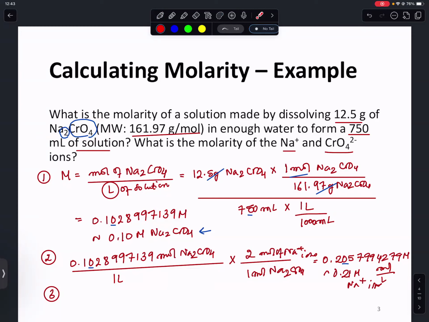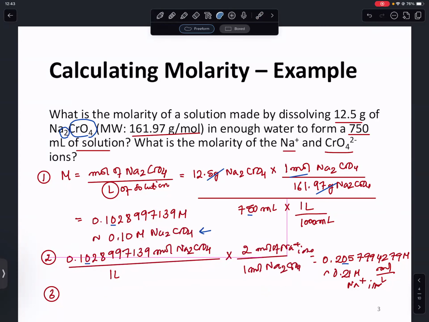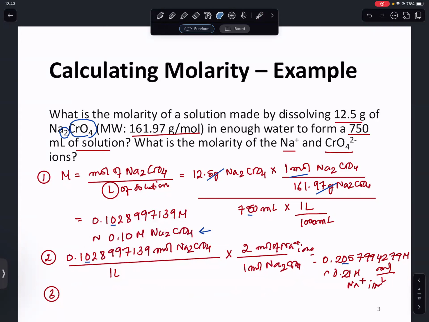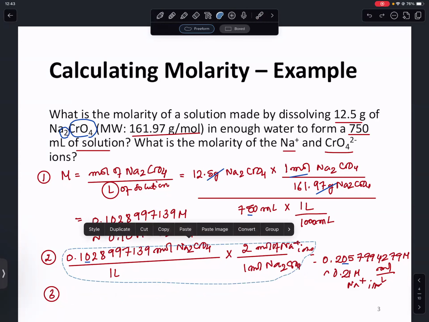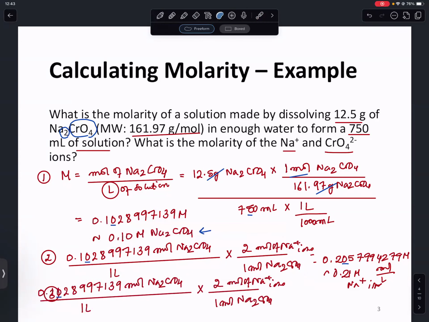So it becomes very simple. So you should make a prediction that you will get the same molarity as you got for the molarity of the sodium chromate itself. And I will show you. I will end up again copying and pasting the same thing. Let's move this up here a little bit, and then we will copy it and then paste it right here.